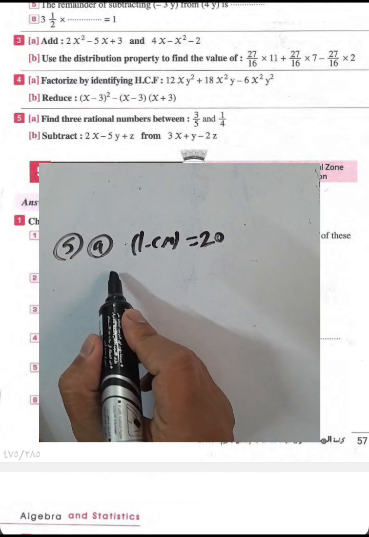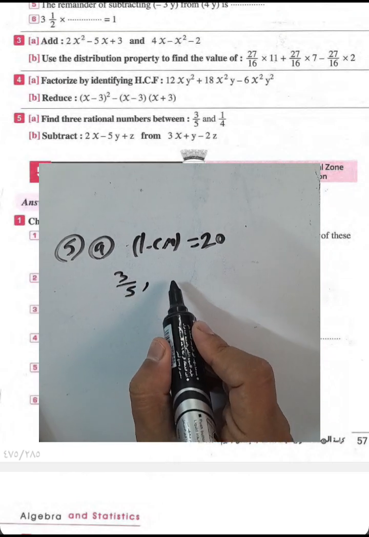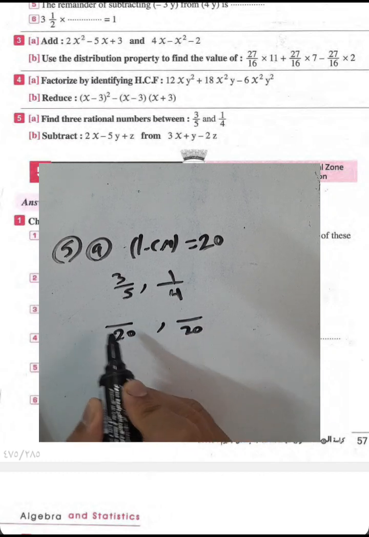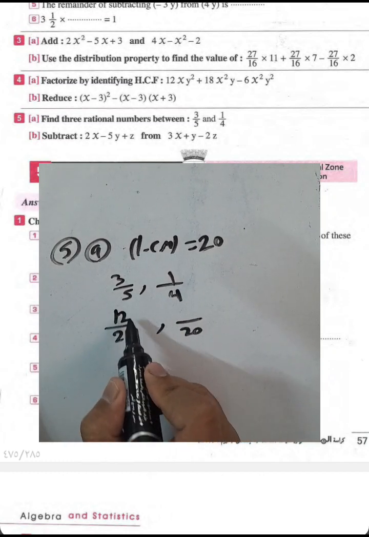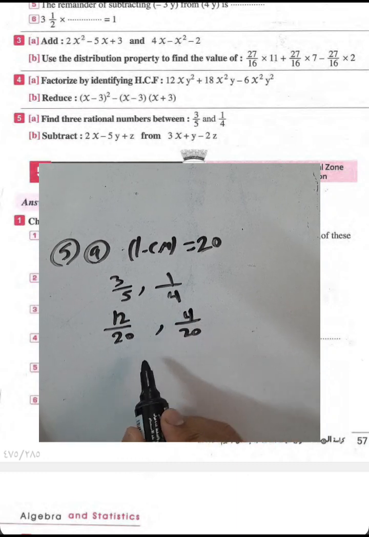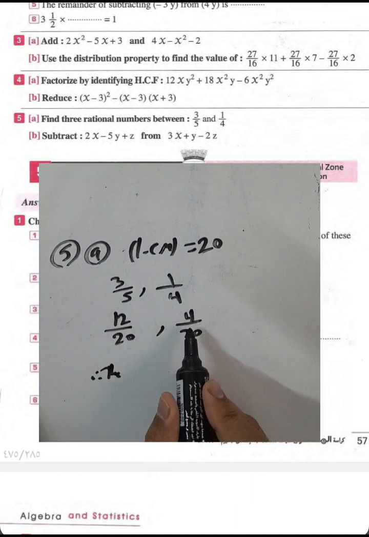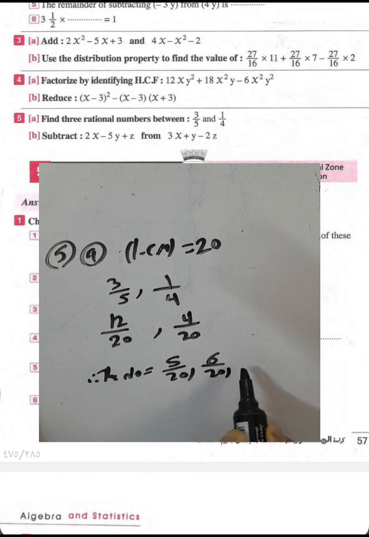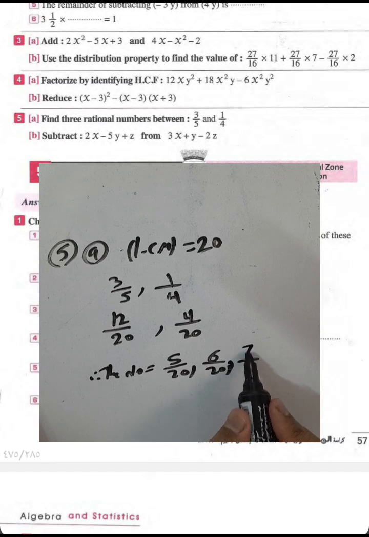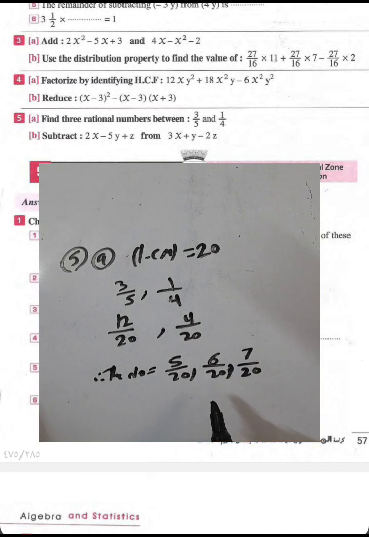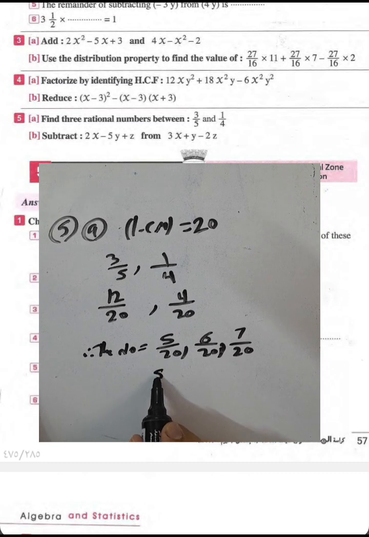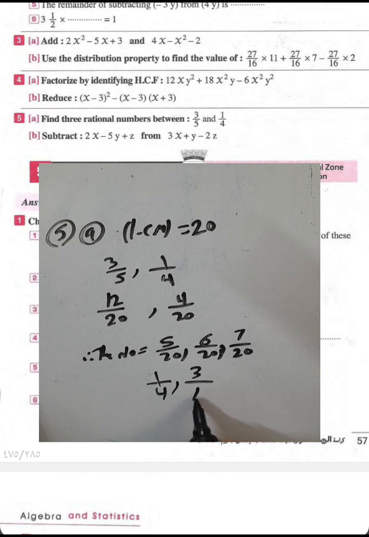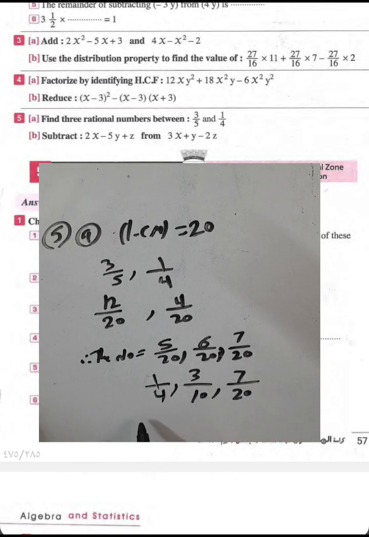We have 3 over 5, it's not 1, and 1 over 4. Then the common multiple will be 20. Okay, 4 times 5 is 20, 3 times 4 is 12, 4 times 5 is 20, 1 times 4 equals 4. Then the numbers, we can count from 4 to 12. It will be 5 over 20, and 6 over 20, and 7 over 20. And we can simplify 6 over 20 and 5 over 20. It will be 1 over 4, and 6 over 20 divided by 2 will be 3 over 10, and write 7 over 20 here. We have three fractions here.